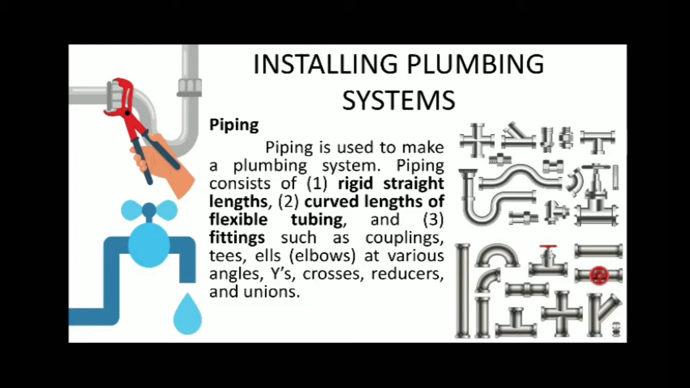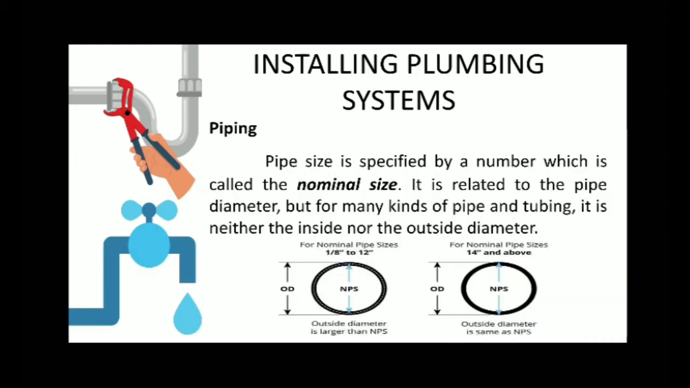Then yung pipe sizes are specified by a number called the nominal size. Related daw ito sa diameter ng pipe but for certain sizes lang kasi there's a rule behind it. As you can see in the image, for the nominal sizes of pipe ranging from 1/8 inch to 12 inches, it can be observed that the outside diameter is larger than the NPS or nominal pipe size. But for pipe sizes 14 inches and above, the NPS is the same as the outside diameter of the pipe.